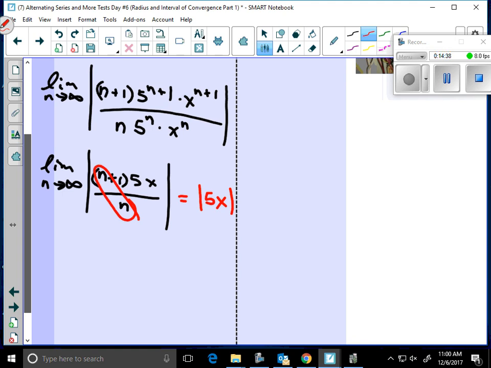I want my radius of convergence, excuse me, that's not my radius of convergence. That's my common ratio. I want my common ratio to be less than 1 at all times in order to make it converge. So what will x be between? Negative 1/5 and positive 1/5. Those are the values for x. That is the interval of convergence. The radius of convergence would be 1/5.